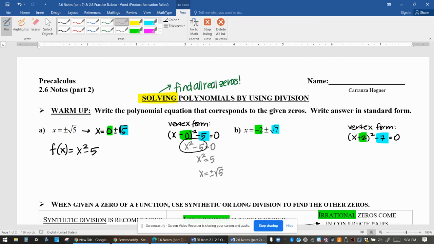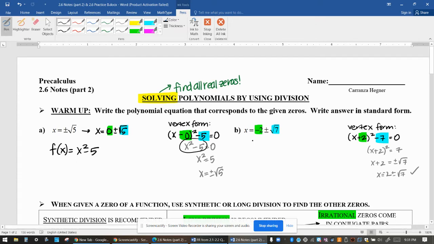Double check your answer. So add 7 to both sides. Right now we're trying to make sure that that really does give us a zero of negative 2 plus or minus root 7. Square root both sides. And then subtract 2. So as you can see, it does give us the zeros that were originally given.